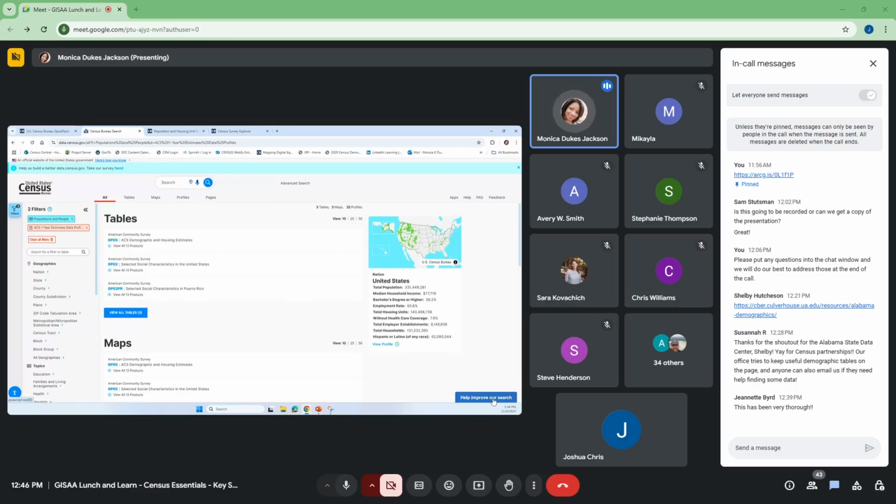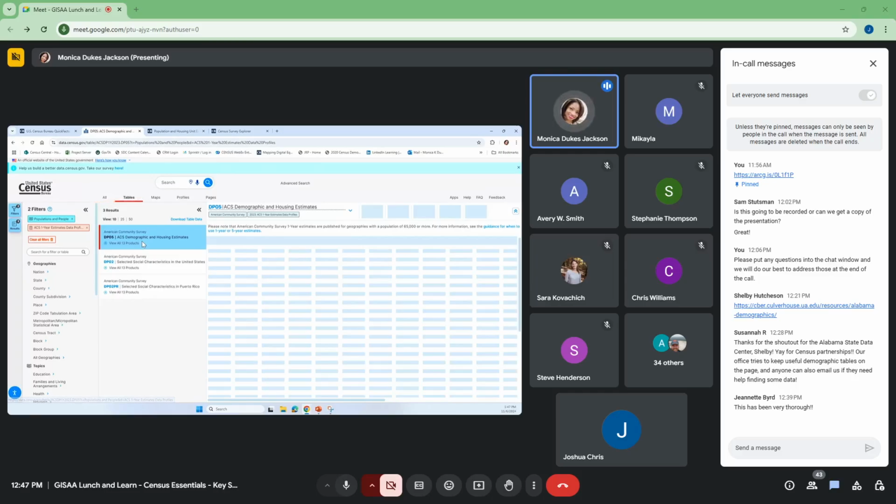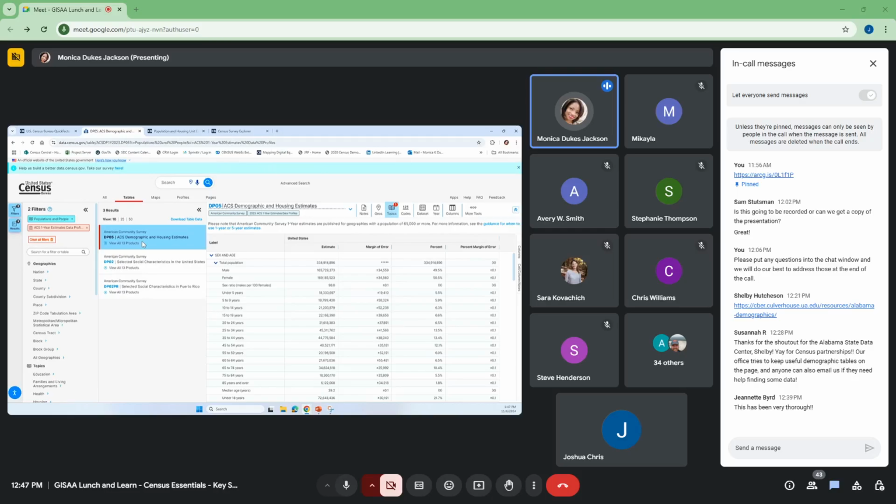So that's why we suggest using the topics to the left to guide your search. And then it's going to show you what's available. So I'm going to start here. This is our data profile table, or DP05, which is going to give us a comprehensive look at our demographics. I'm sorry, I want to do one other thing, but I'll do it from this screen so you can see another functionality of the tool.